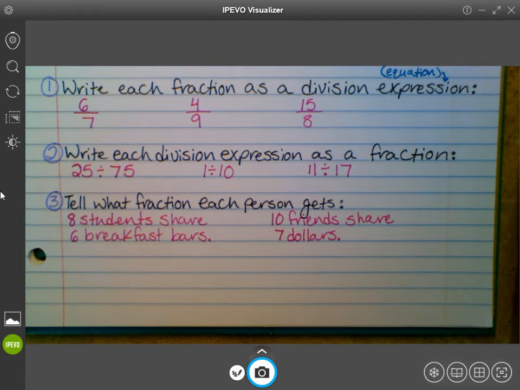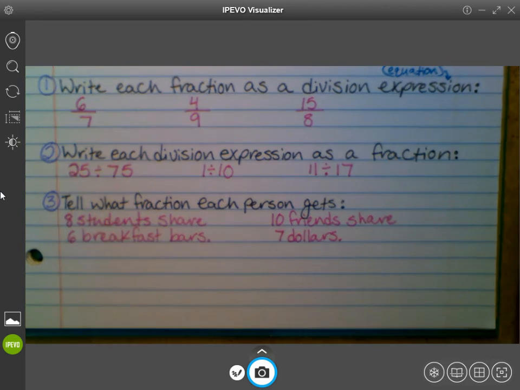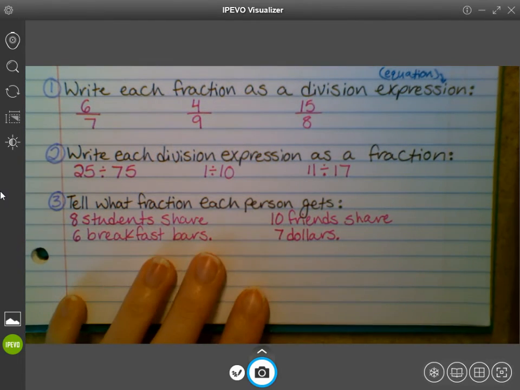Yes, Will? So do we not solve the number 1 and number 2? No, don't solve it. You're just writing it. So number 1, you're writing them as a division expression. Number 2, you're writing each division expression as a fraction. So you're just rewriting it in a different way. This way we can practice viewing fractions as division problems already. So go ahead, get those written down, and then you can solve them. Give me a thumbs up when you have finished them all.